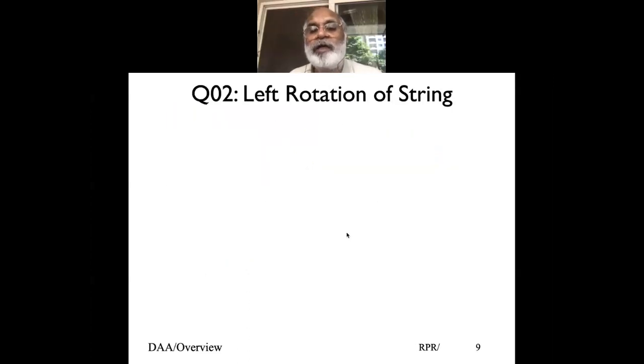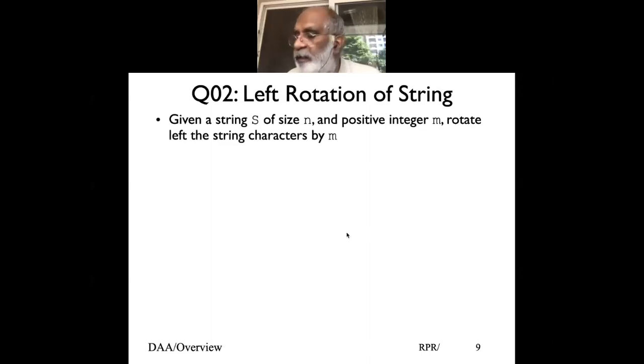Second was left rotation of a string by given size. So consider a string of size n, and positive integer m.